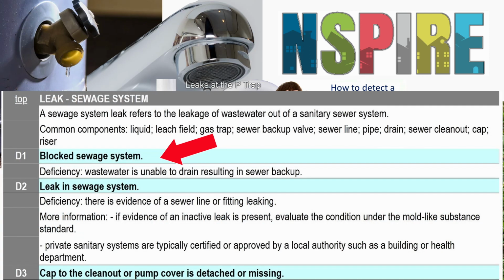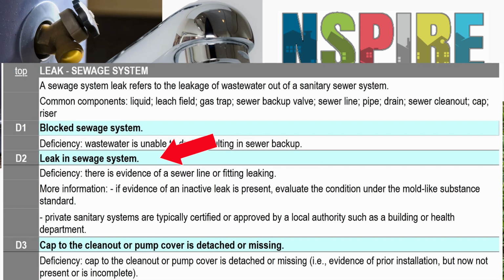Under our leak sewage system definition, we find that a sewage system leak refers to the leakage of wastewater out of a sanitary sewer system. Common components include lift station, leach field, gas trap, sewer backup valve, sewer line, pipe, drain, sewer cleanout, cap, riser. Deficiency 1, blocked sewage system. Deficiency occurs when wastewater is unable to drain, resulting in a sewer backup.